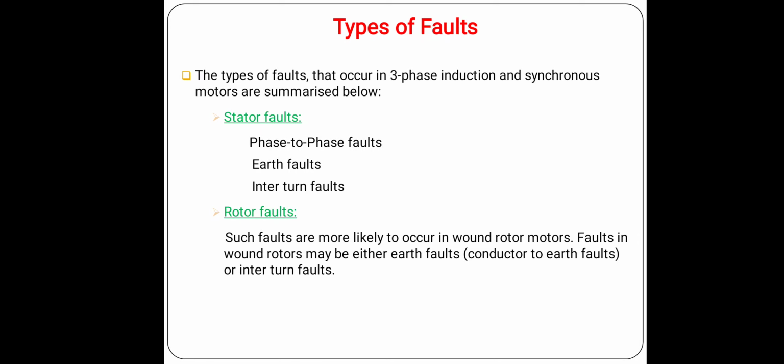In rotor faults, such faults are more likely to occur in wound rotor motors, and the fault is either a conductor to earth fault or an interturn fault, which are caused by severe mechanical and thermal stresses. Other faults that are likely to occur include failure of bearings, and faults in starters and associated circuits are categorized as rotor faults. So these are basically the types of faults which occur in a three-phase induction motor or synchronous motor, which we need to protect.